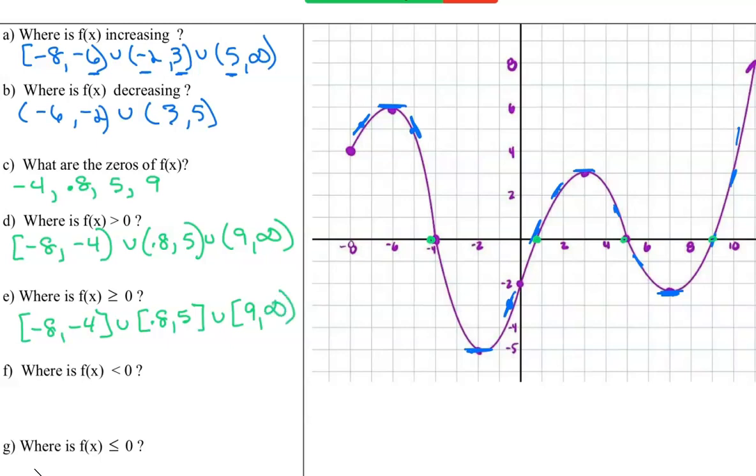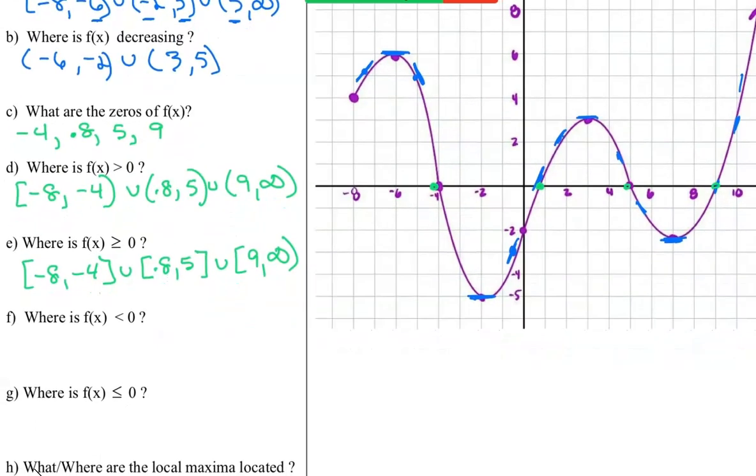Now let's do where is it less than 0? That's below. So it's going to be below from -4 all the way to 0.8, and it's also below from 5 to 9.